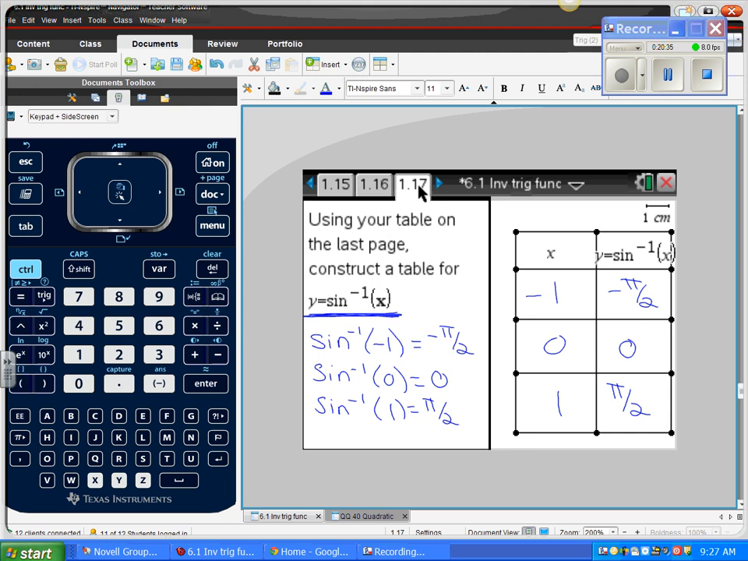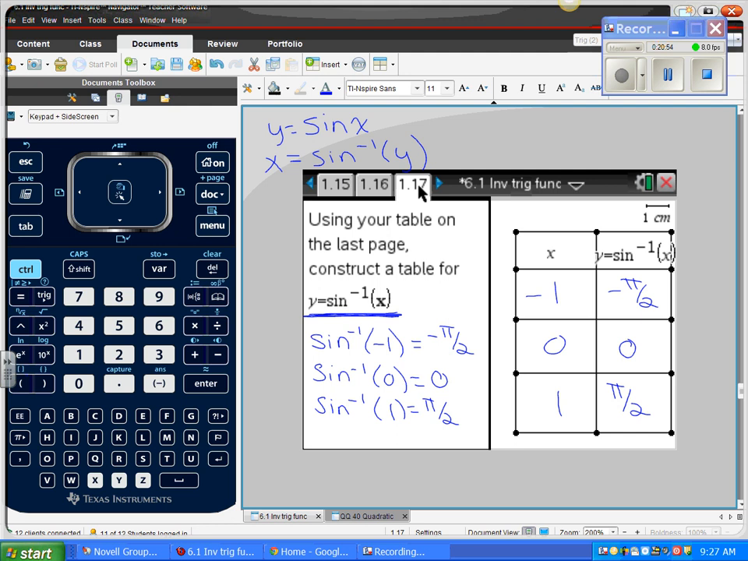Sine inverse of 1 is going to be pi over 2. So what I've done is, when we normally have y equals sine of x and we take the inverse, we know we have to flip-flop the x and y. But we have to make sure we use the right notation, sine inverse of y. So I've switched them.